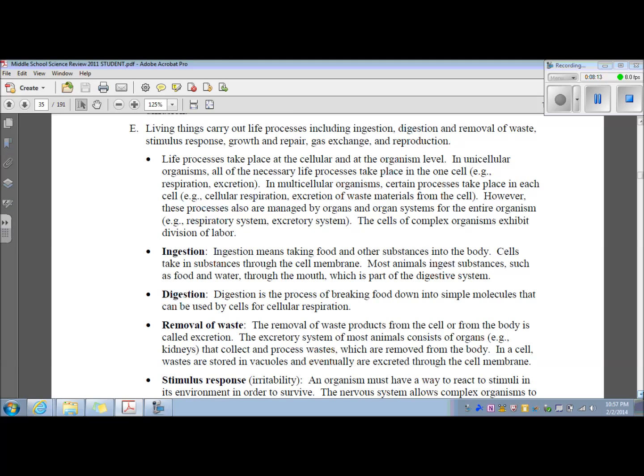Ingestion. Ingestion means taking food and other substances into the body. Cells take in substances through the cell membrane. Most animals ingest substances, such as food and water, through the mouth, which is part of the digestive system.